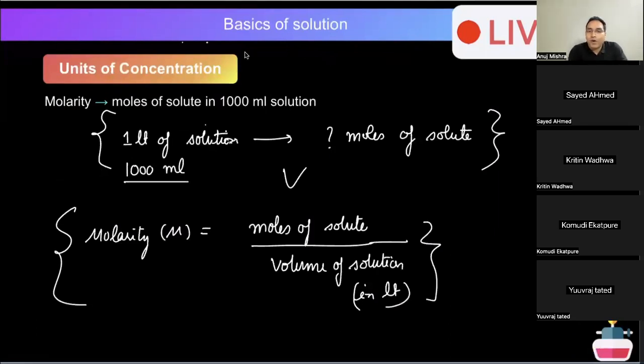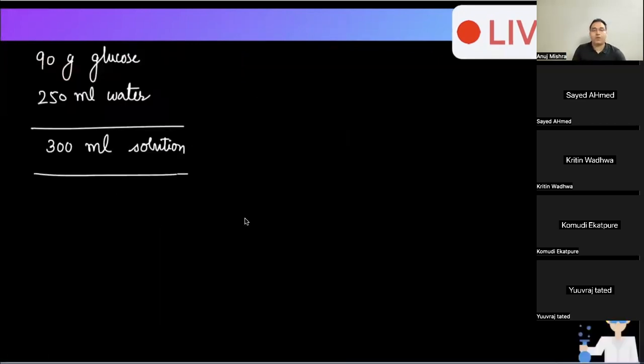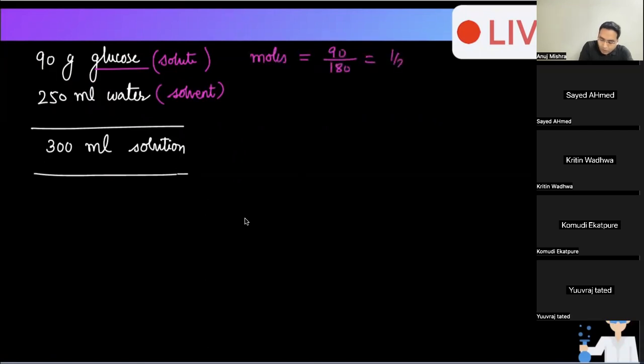Look at the definition here. Moles of solute upon volume of solution in liter is the formula. Or in 1 liter or 1000 ml of solution, how many moles of solute are there? That is called molarity. So what are the moles? First of all, what is solute? This is your solute here, and this is solvent. Solute amount is 90 gram. How many moles of solute do we have? 90 divided by molecular weight 180 came to half mole. This calculation we have done earlier. This is moles of solute.